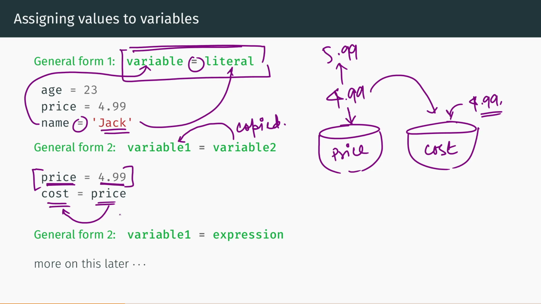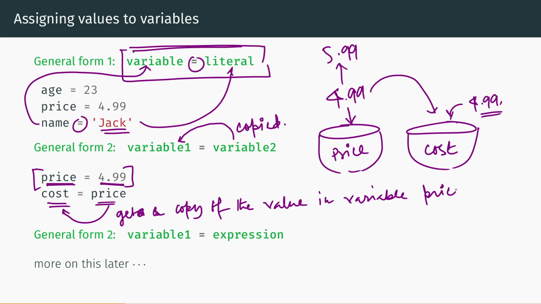So cost gets a copy of the value in variable price. That's the second form of assigning a value to a variable. You can assign a value to a variable from another variable, and that assignment copies the data from variable 2 to variable 1.